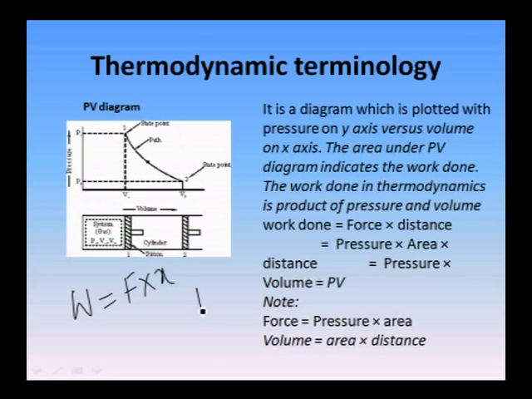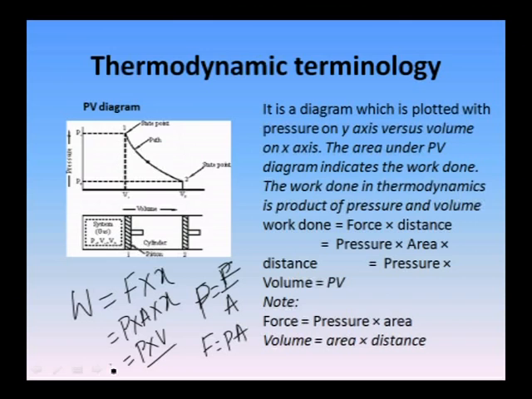But what do you mean by force? Pressure is equal to force by area, so force is equal to pressure into area. If you substitute here, area into displacement will give you volume. Therefore, in thermodynamics, work done is the product of pressure and volume. You can see here a graph. The pressure is plotted on the y axis, volume on the x axis. The area under the PV diagram gives you the work done, the work required by the system.